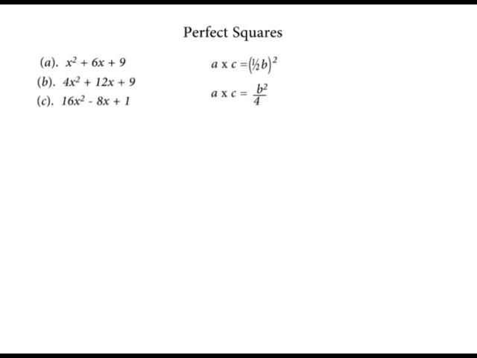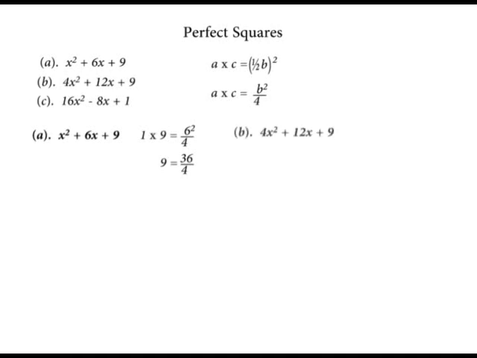Let's see whether that is true in our case. The first expression, x squared plus 6x plus 9. A is 1, b is 6, and c is 9. 1 times 9 should be equal to 6 squared over 4. And so 9 should be equal to 36 over 4, and that is true.